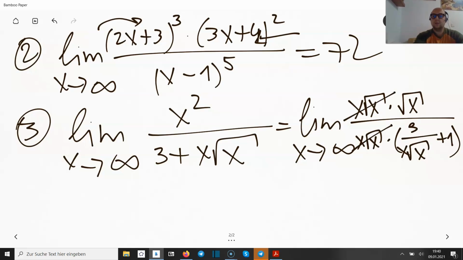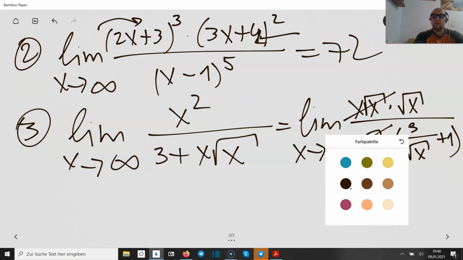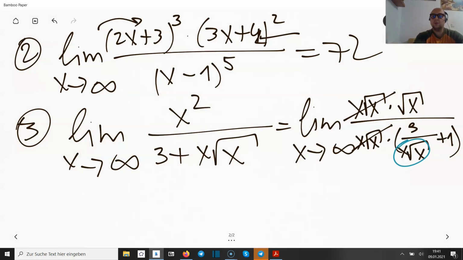Now we can cancel those two, and now you see the fraction is running towards 0 because this is getting infinitely large. 3 divided by a huge number is running towards 0, so we're having actually a 1 in the denominator and infinity in the numerator. So the outcome here is just infinite.